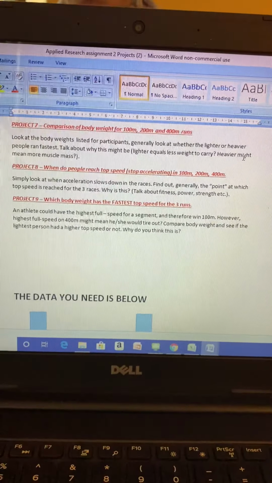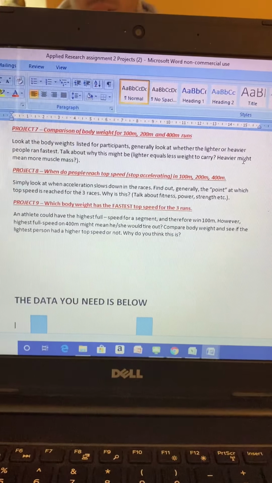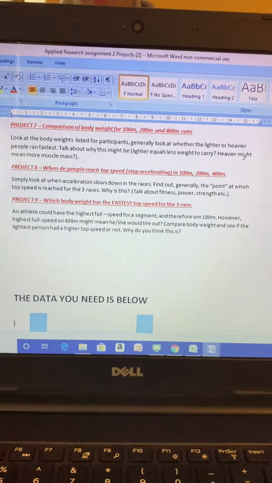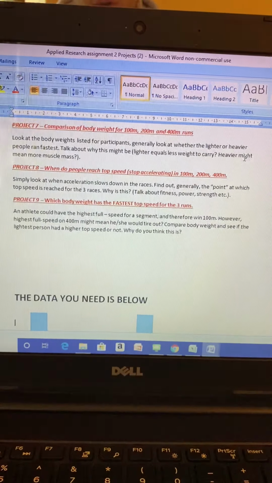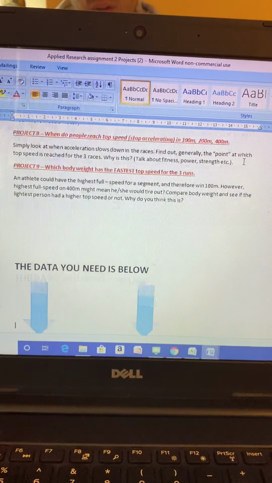All right, so number 8, when do people reach top speed? So you can discuss whether that's at the start of the race, is that midpoint, is that at the end, is that to do with strength, power? You've got to make conclusions there, okay? Project 9, which body weight has the fastest top speed for the 3 runs?